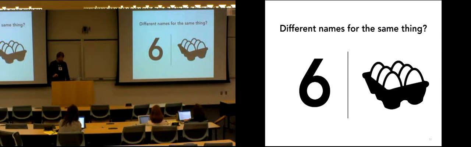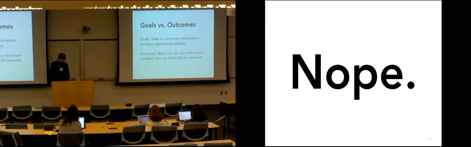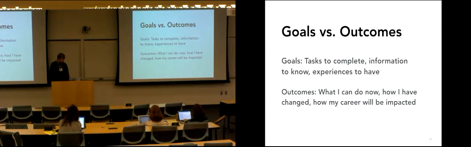So goals and outcomes, are they just six one way, half dozen the other? Definitely not, in my opinion. Goals are tasks to complete. They're information to know and they're experiences to have. These goals are really more synonymous with your assignments in your course.